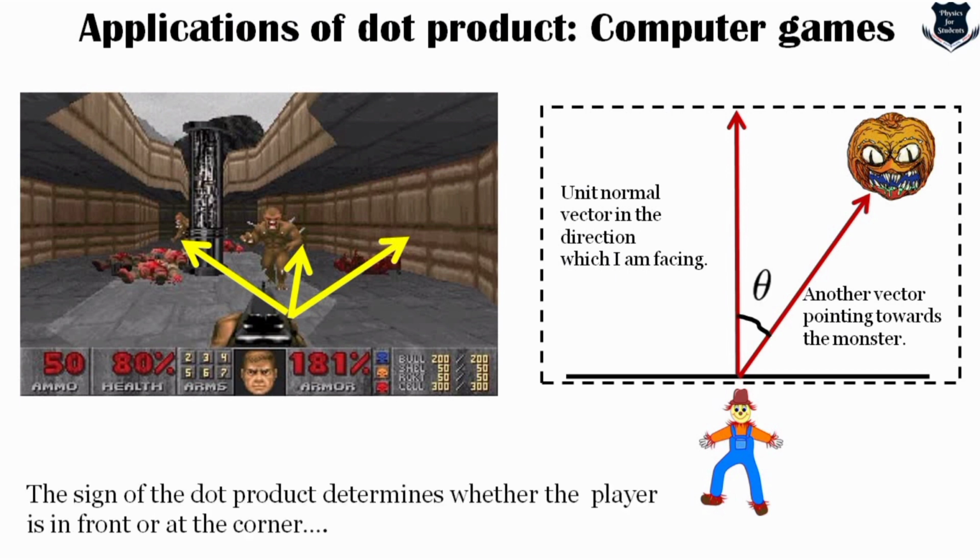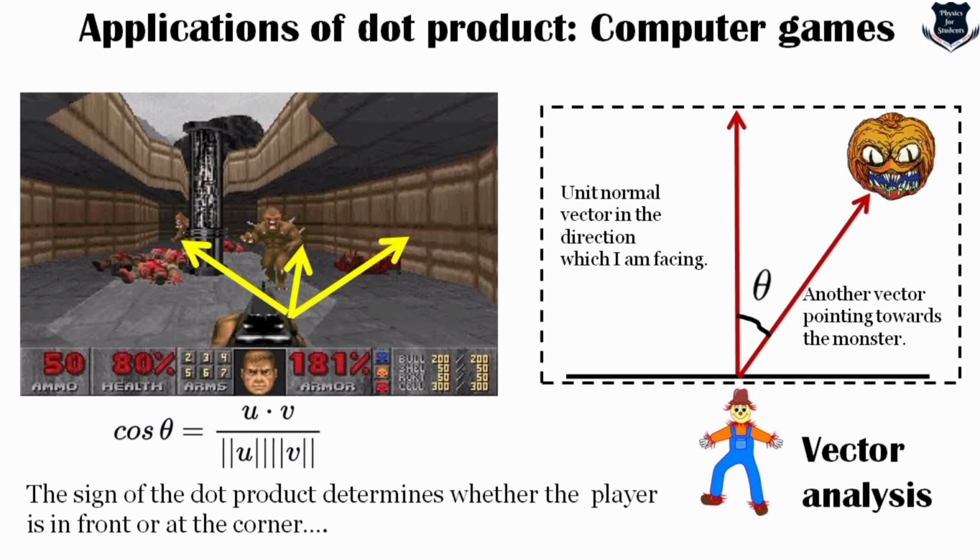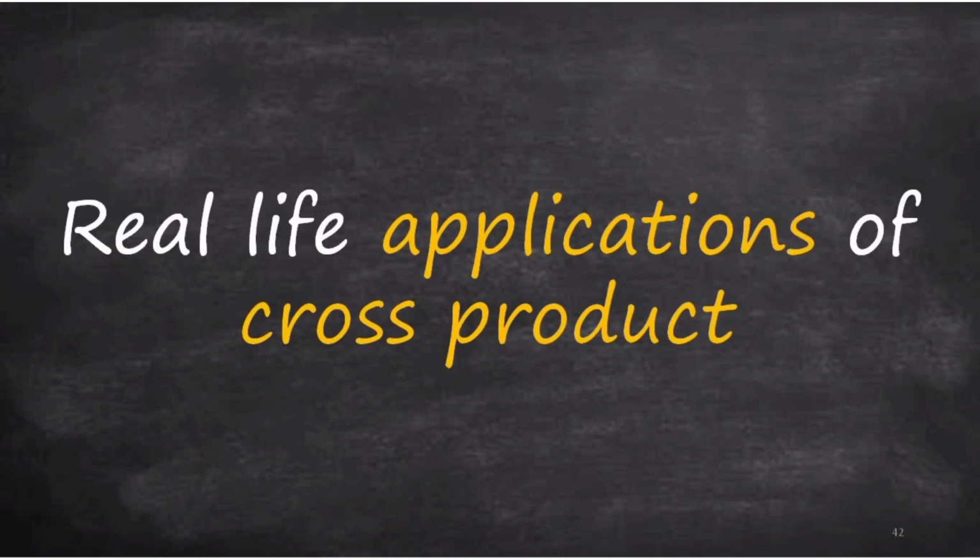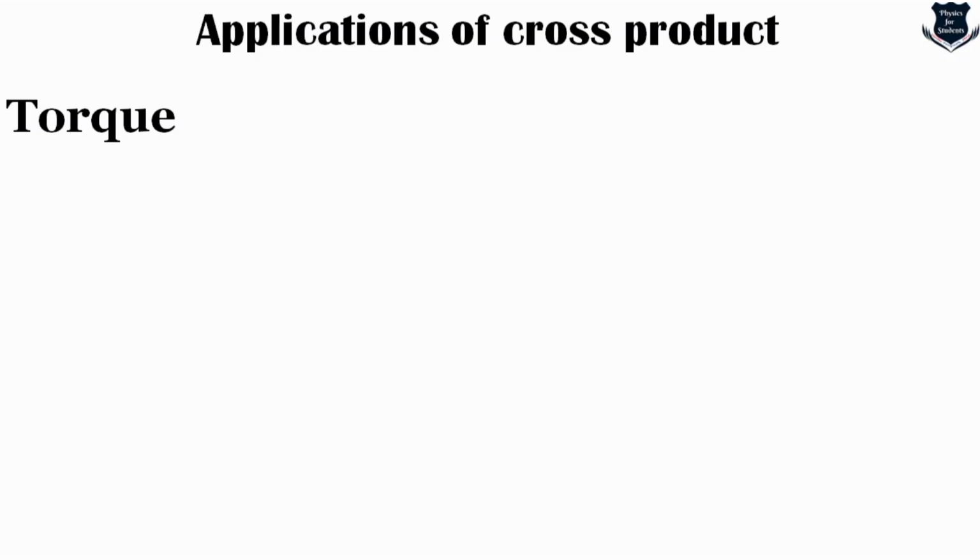So what happens is that the sign of the dot product determines whether the player is in front, at the corner, or hiding behind something. So this is again an example. And how do we do that? We do that using the dot product and what is called vector analysis. By using vector analysis, we find out what would be the course of action for the gamer, just by finding which way the vector is pointing, and that is done by the dot product.